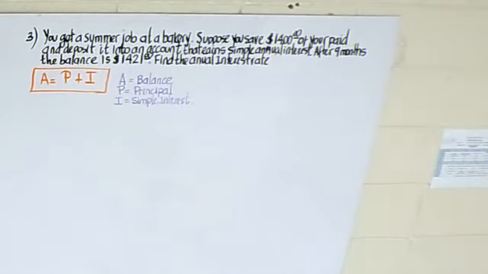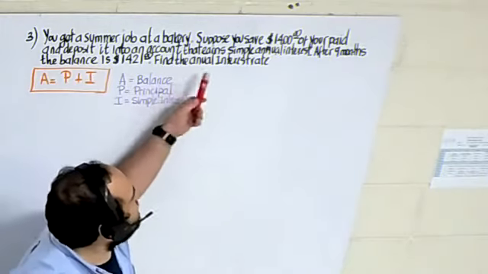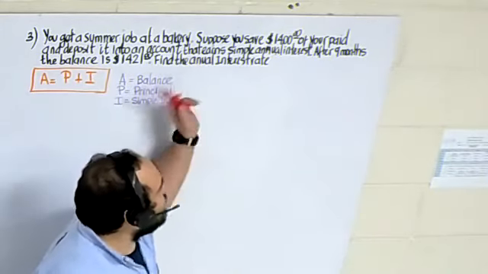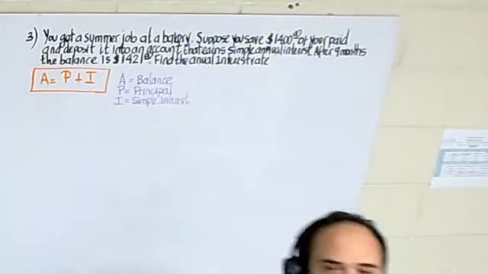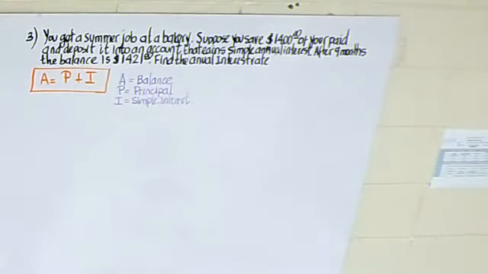Okay, and let's identify what the given values are in this formula. For example, at the beginning of the problem, they mention, suppose you save $1,400. What value is this one? Is it the balance, the principal, or the simple interest? Now, $1,400.